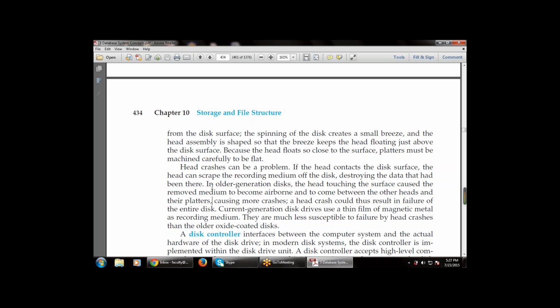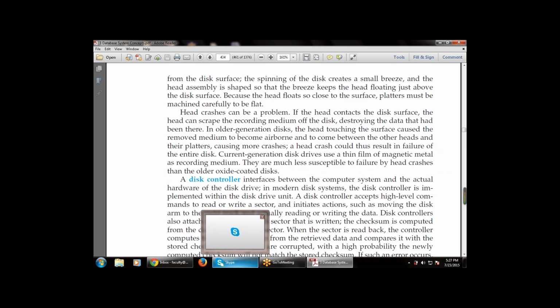There is a disk controller that provides an interface between the computer system and the actual hardware of the disk drive. So this is a mediator. The disk controller is implemented within the disk drive unit. A disk controller accepts high-level commands to read or write a sector, initiates the action such as moving the data, and also provides the checksum.